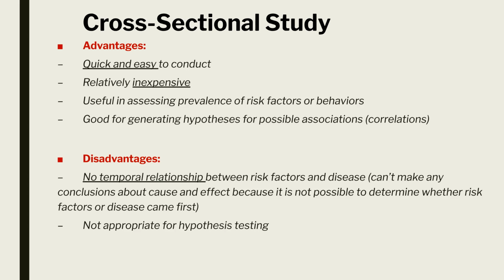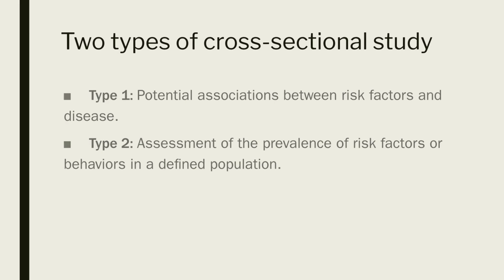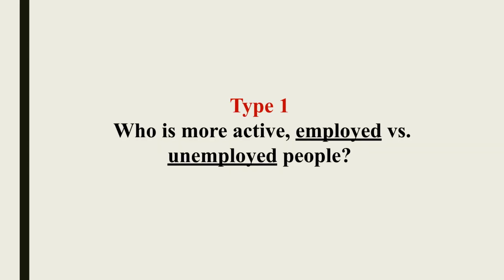For example, if you want to examine whether low physical activity is related to hypertension but have limited resources, a cross-sectional study is a good starting point. There are two main types of cross-sectional studies. The first type examines associations between risk factors and disease, helping us explore potential relationships. The second type focuses on estimating the prevalence of risk factors or behaviors within a specific population. Let's look at an example of the first type of study. This study examined the relationship between employment status and physical activity levels.